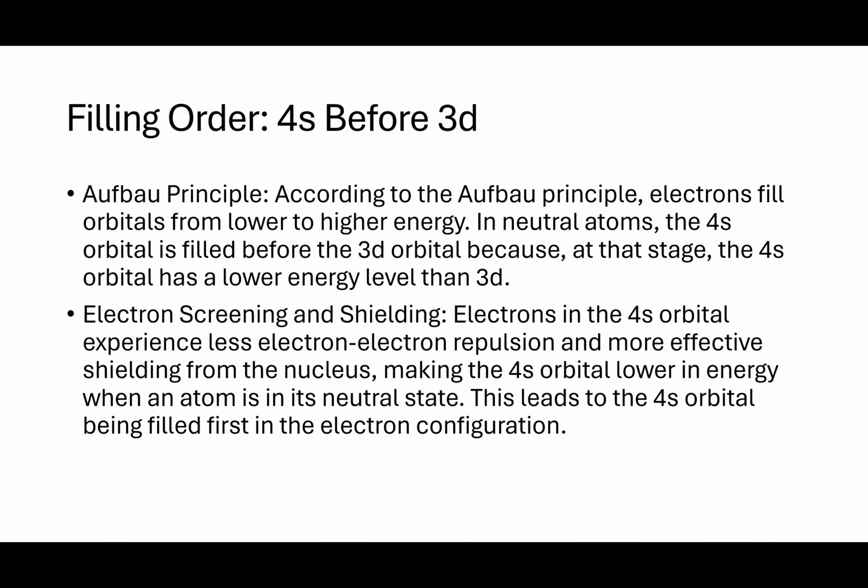So this leads to the 4s orbital being filled first. Note, it has less electron-electron repulsion, so electrons won't be fighting for space and repelling each other electrostatically as much. And 4s orbitals have more interaction with the nucleus, so they're more strongly held within the neutral state of an atom. Therefore, the 4s orbitals tend to be filled first because they're at a lower energy. Those are the reasons why we fill the 4s before the 3d.